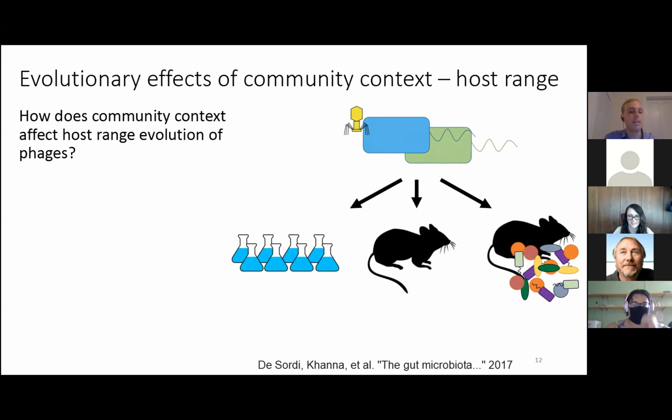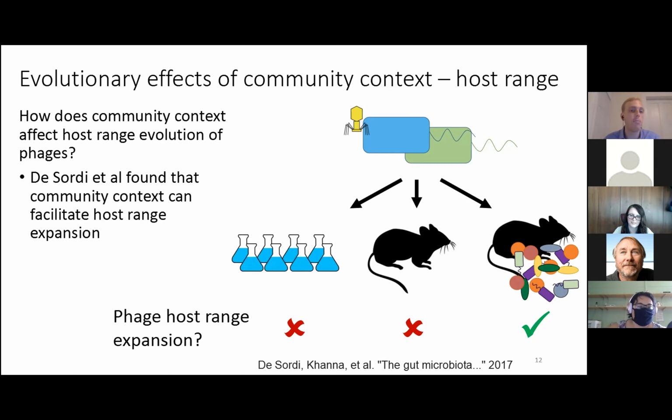And what they found was that the phage host range only expanded in the mice with the intact microbiome, right? So in their case, they found that community context actually facilitated this host range expansion by the phage during experimental evolution. But again, we don't know how general this finding is. They are the first, and as far as I'm aware, only people to document this sort of result in a community with three or more species. And so we need further work to delineate what the boundaries and conditions are when community context will facilitate host range expansion.